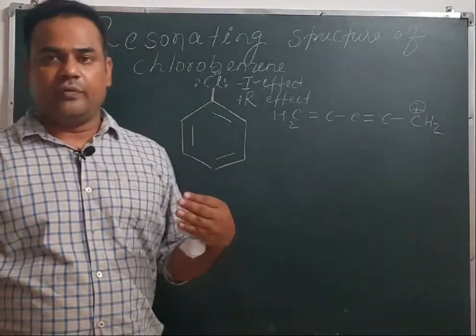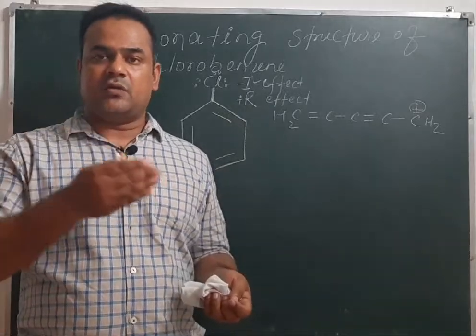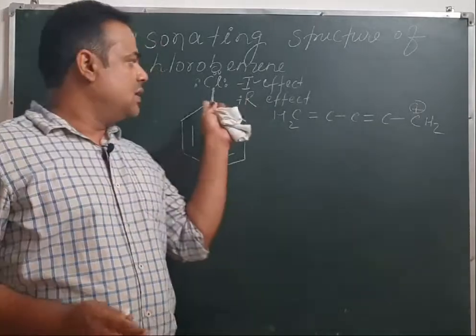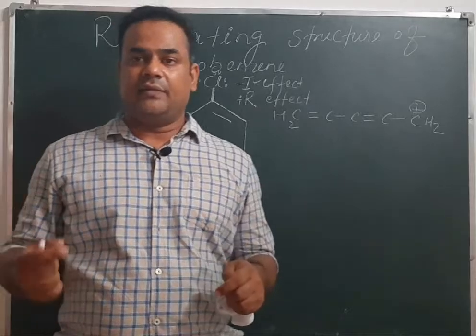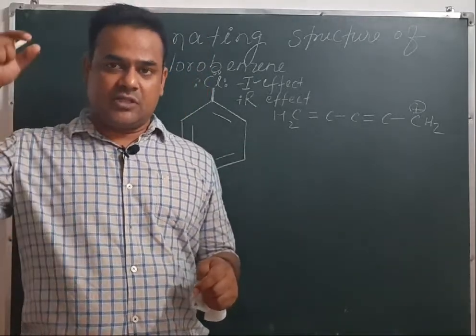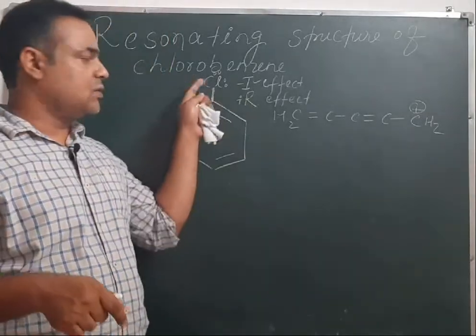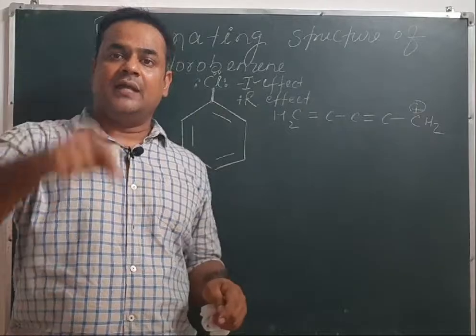Chlorine is showing here two effects. One is -I effect, meaning withdrawing sigma electron density away from this hydrocarbon chain. Another effect is resonance effect or mesomeric effect, in which it is donating its electron to the benzene ring. This electron pair is going inside the benzene ring.